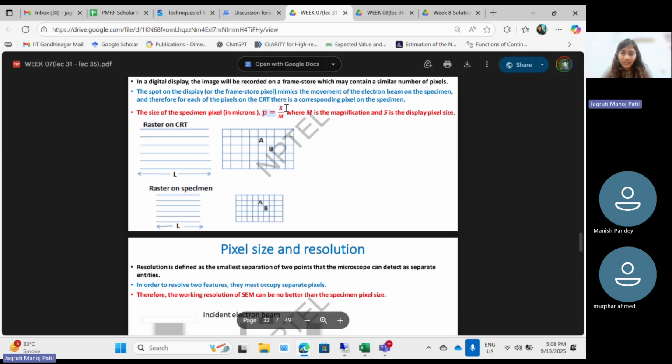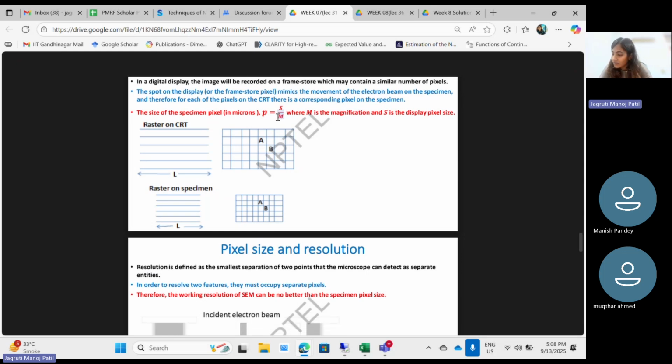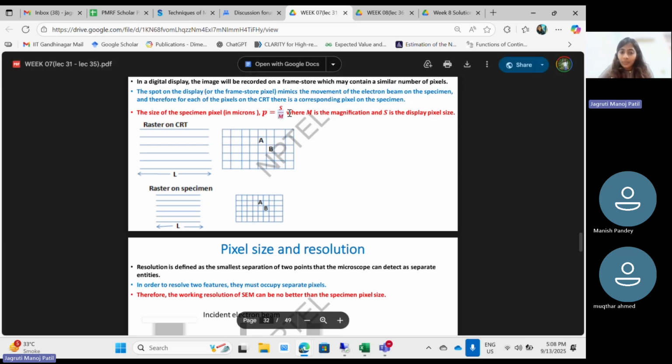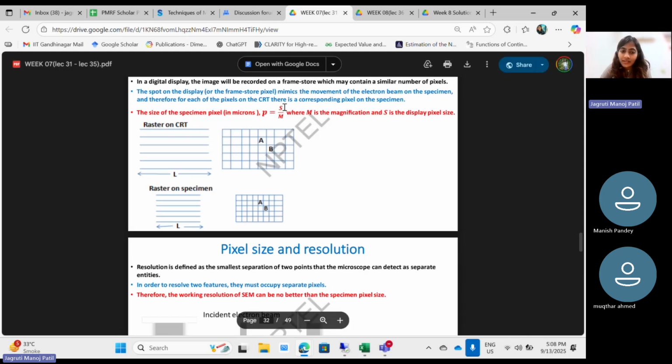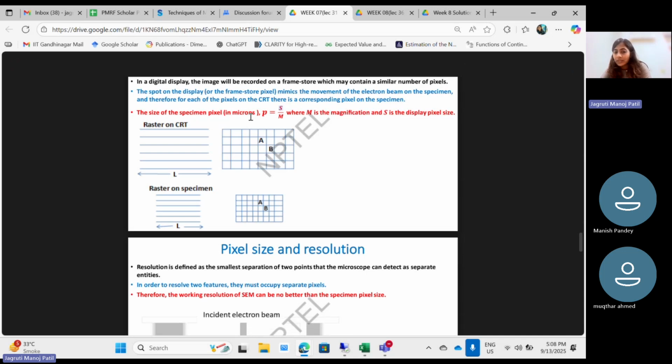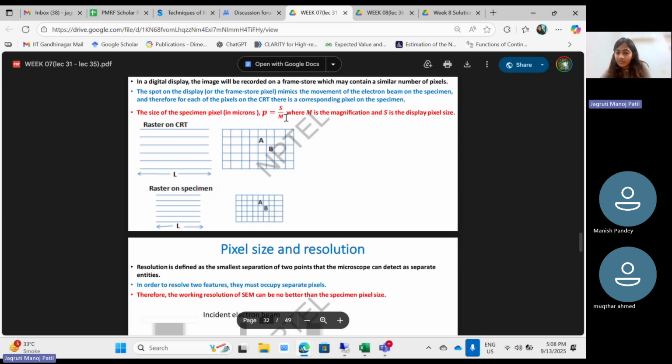Pixel size is nothing but your display size divided by the magnification, because magnification is something you input into the system, right? And then this pixel size is the displayed one, what you eventually get after all the post processing. So how you define the size of the specimen in terms of pixels, and that in terms of spatial units, here in microns, you do that: P equals S by M. Okay.